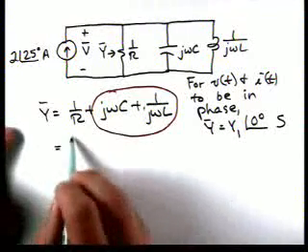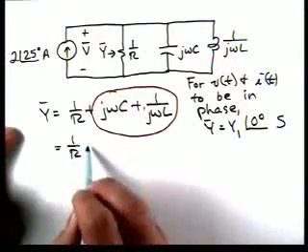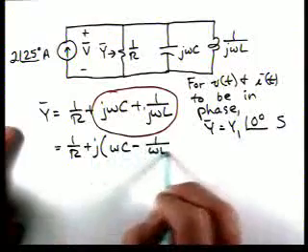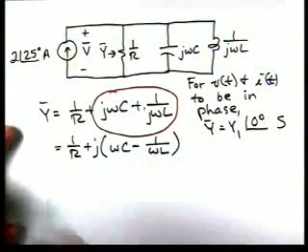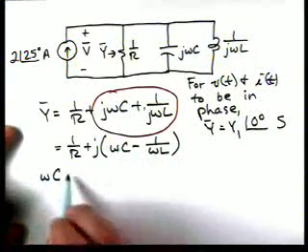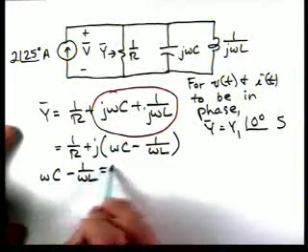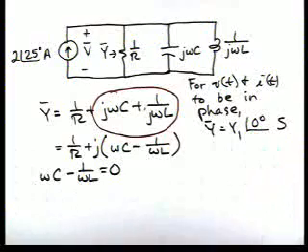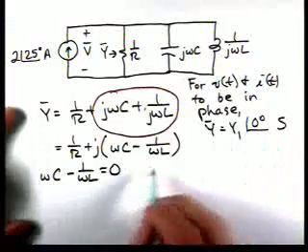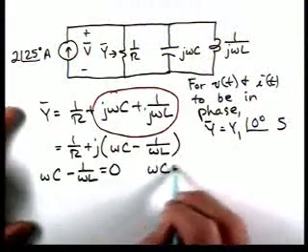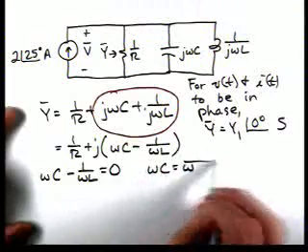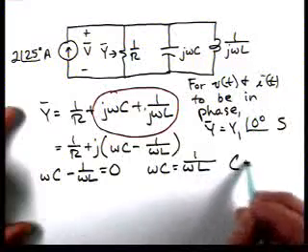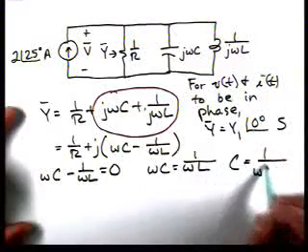So if we rewrite this as 1 over R plus j times omega C minus 1 over omega L, it looks like we would like to have omega C minus 1 over omega L equal to 0. That's the only way we can have a phase angle of 0. So that says omega C has got to equal 1 over omega L, or C is 1 over omega squared L.